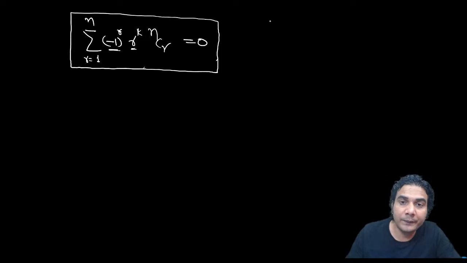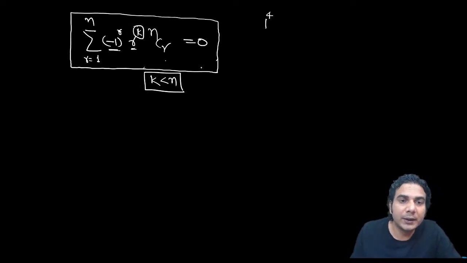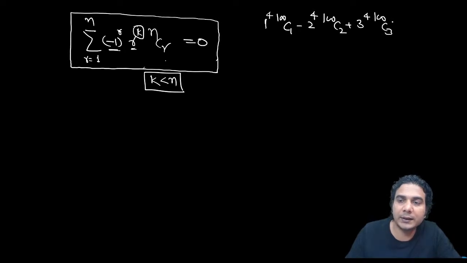Like for example, if I write 1 raised to 4, there's one condition that k should be less than n. Then only. Like 1 raised to 4 100C1 minus 2 raised to 4 100C2 plus 3 raised to 4 100C3, and so on, alternate plus minus sign. What is the sum of this?